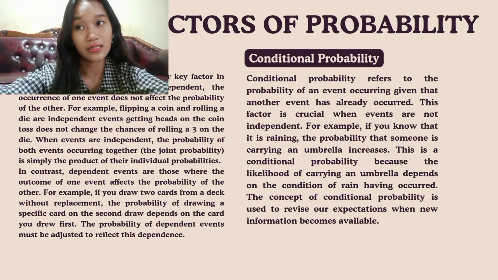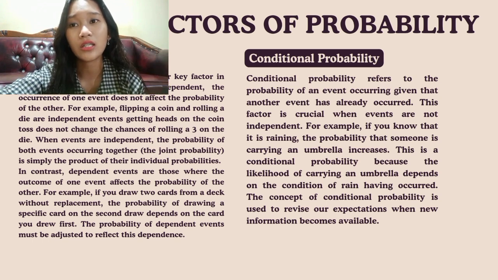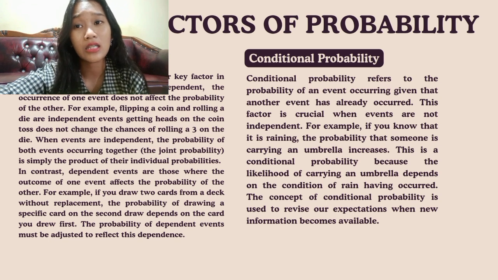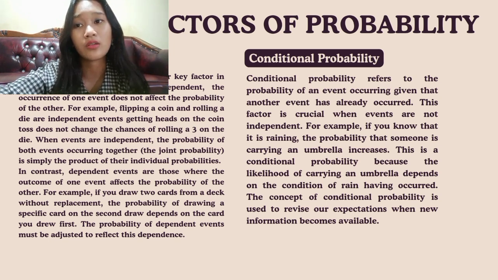And next is independence. The independence of events is another key factor in probability. If 2 events are independent, the occurrence of one event does not affect the probability of the other. For example, flipping a coin and rolling a die are independent events. Getting heads on the coin toss does not change the chance of rolling a 3 on the die. When events are independent, the probability of both events occurring together is simply the product of their individual probabilities.